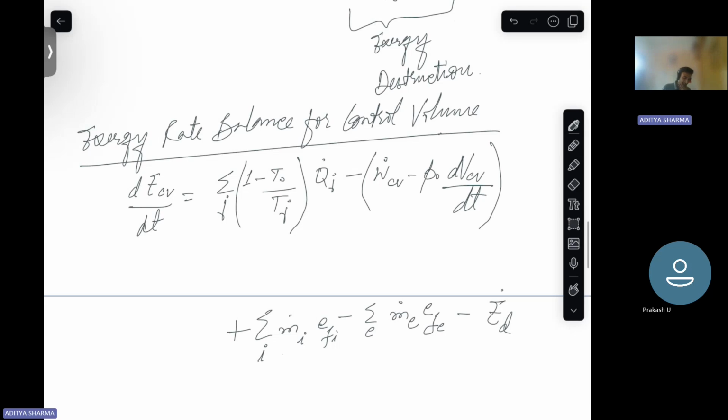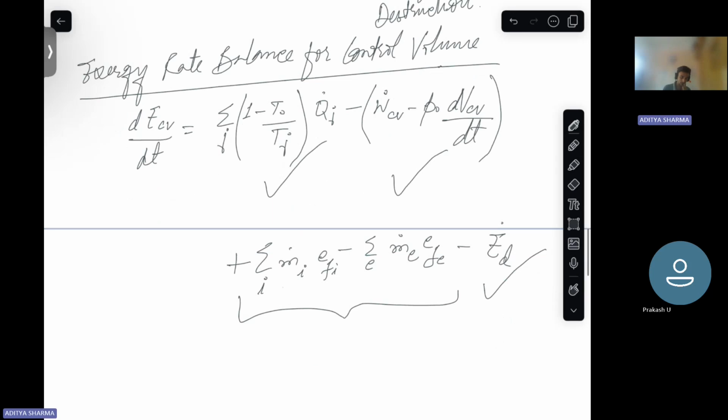So if you see this term, this corresponds to the heat transfer for the system and surrounding. This corresponds to the work transfer. And this corresponds to the exergy destruction because of irreversibilities. Then this is something new in this balance. So where does it come from?